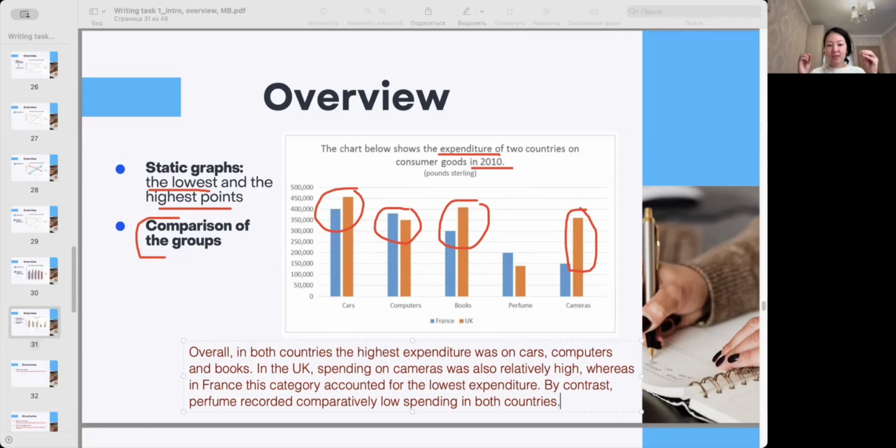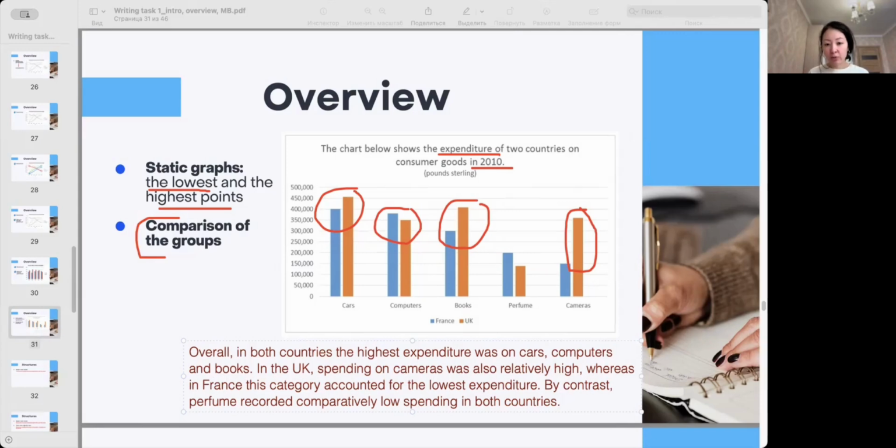You should convey some precise meanings. You should follow the structure. You should follow the logic of the overview. And when you learn how to do this, only after this, I would recommend you to think about the grammar, about the vocabulary and so on.